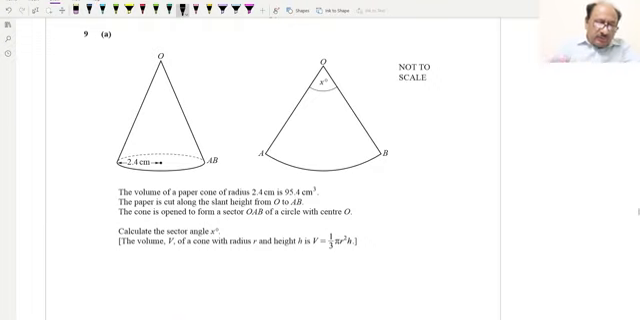Hopefully you understood this. Now we can move to question number 9a, and it says the diagram is not to scale. The volume of a paper cone of radius 2.4 centimeters is 95.8. The paper is cut along the slanting height from O to AB. So this is the slanting height. The paper is cut from here, and the cone is opened to form a sector OAB of a circle with center O. Calculate the sector angle x. The volume formula they have provided is this one.